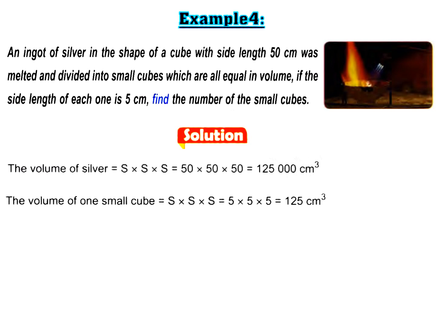By dividing the greater volume by the smallest volume, it will give me the number of small cubes. So the number of small cubes equals 125,000 divided by 125, the volume of the silver divided by the volume of the small cube, which equals 1,000 cubes. Example number 5.